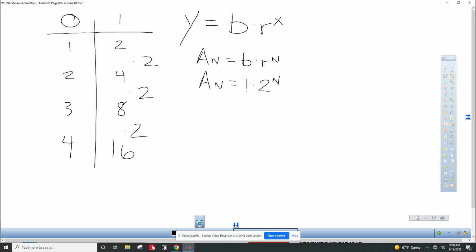Okay? So now these numbers get big fast. So I'm not going to ask for a sub 20 because a sub 20 won't even fit in our calculator. Okay? But if I asked for the eighth one, you would just do 1 times 2 to the eighth. You got a calculator? 256.